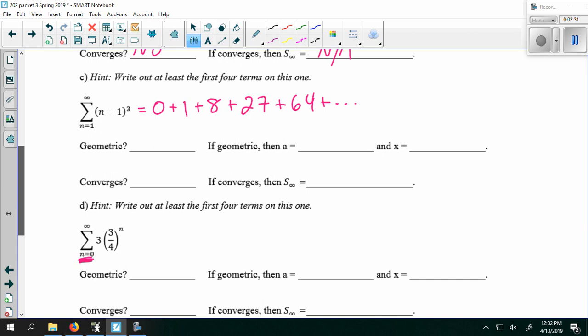Is there a constant multiplier to get from one term to the next? So 0 times what is 1? Nothing. 1 times what is 8? 8 times 8 is not 27, so this does not have a common multiplier. Not geometric. Does it converge? It doesn't seem like it, because I'm just adding larger and larger numbers, so this sum is just going to approach infinity. It's going to get bigger and bigger unboundedly. So this does not converge, so the sum is not applicable.